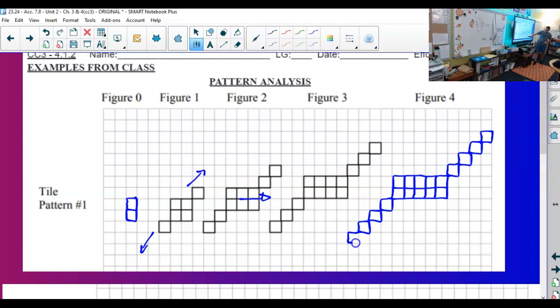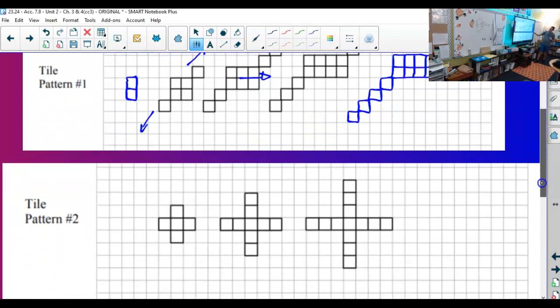I wonder if we could write a rule to represent what just happened. You don't need to, but I wonder. Very good work, guys.